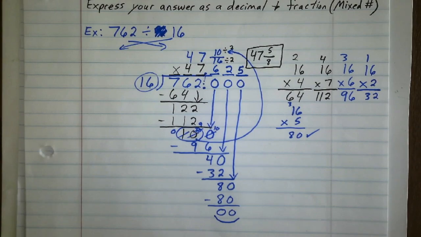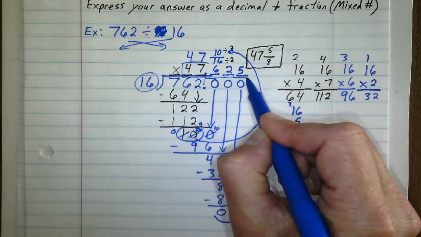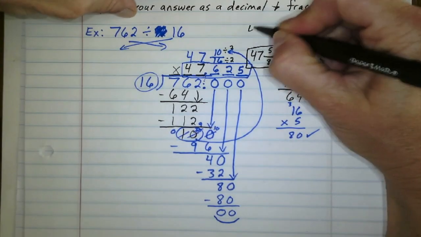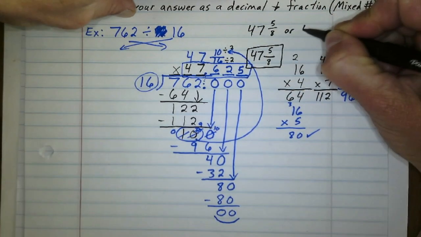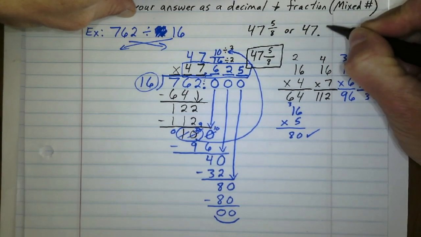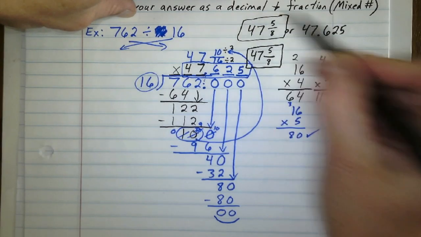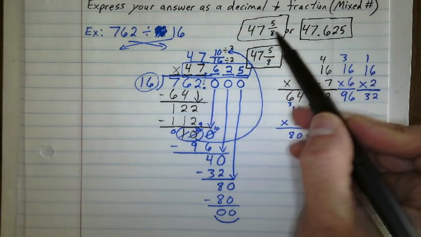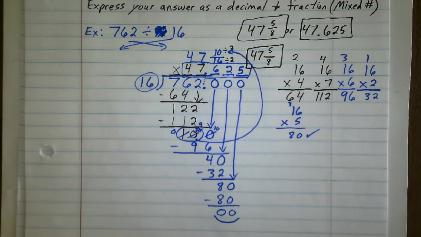So I have 2 answers here. One of them was a decimal, and one of them was a mixed number. So nice and neat, I'm going to write those 2 answers up above. We had 47 and 5/8, or 47.625. Those are both the same answer. If you were to plot them on a number line, they are the exact same number. One of them is just expressed in the fraction form, and one of them is expressed in the decimal form.